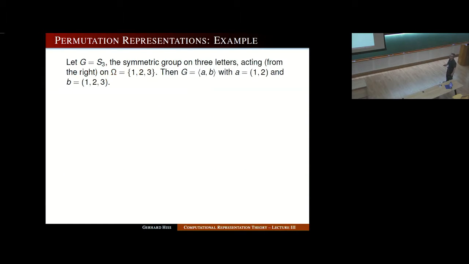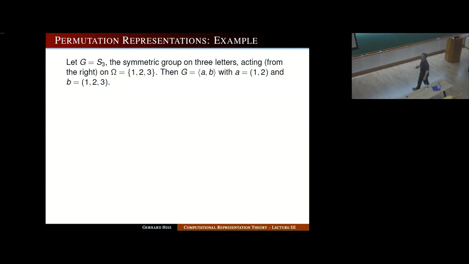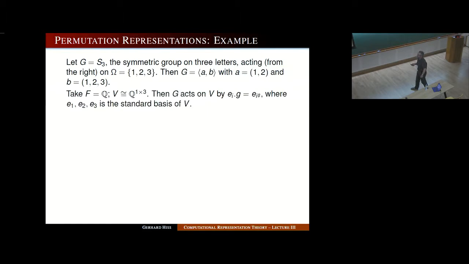Okay, so let's look at an example. The symmetric group on 3 letters. This is the smallest example which you can put on one slide. It acts naturally on the 3 letters 1, 2, 3. You have 2 generators, A and B, the transposition and the 3 cycle. And then we take F equal to Q, just to be concrete.